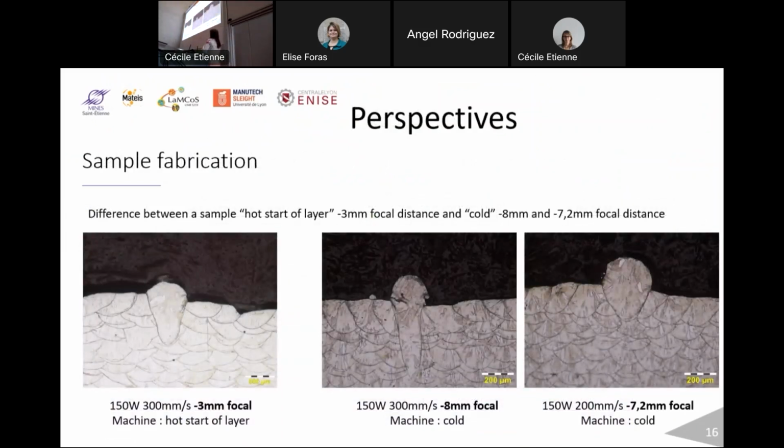So now I will show you some pictures to understand the condition of the machine, as I tried in cold and hot conditions. Here we can see two pictures in cold condition at -7 millimeters focal and -8. And this is a sample in hot condition at -3 millimeters of focal. We can see that with almost the same power and scanning speed, with just the machine condition and the focal difference, we can have almost the same aspect in my melting pool.